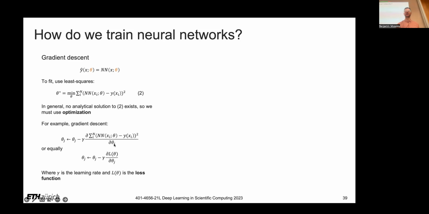So theta here, we have many values of theta. These could be millions of parameters. And so we need to estimate the partial derivative of the loss function with respect to each parameter to update each parameter individually. We just combine this together and we call this the loss function here.